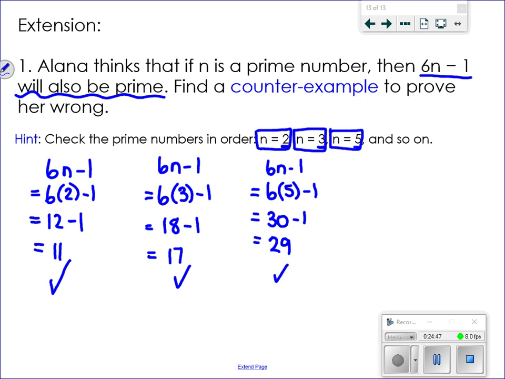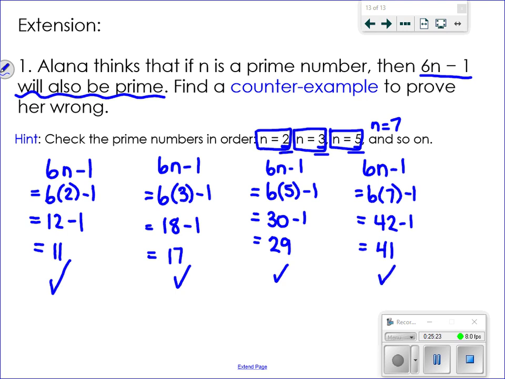Okay, what would be the next prime number? The next number after 2, 3, and 5 that would also be prime, that we can only make by multiplying 1 and itself. Well, the next one would be 7, right? So let's plug an n of 7 into this expression. 6 times 7 minus 1. 6 times 7 is, right, I hope you came up with 42 minus 1. That's 41. The only factors of 41 are 1 and itself.